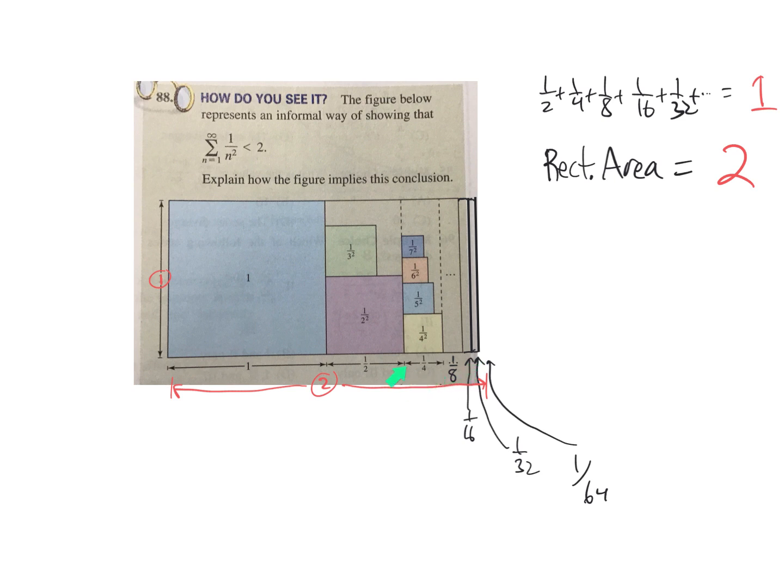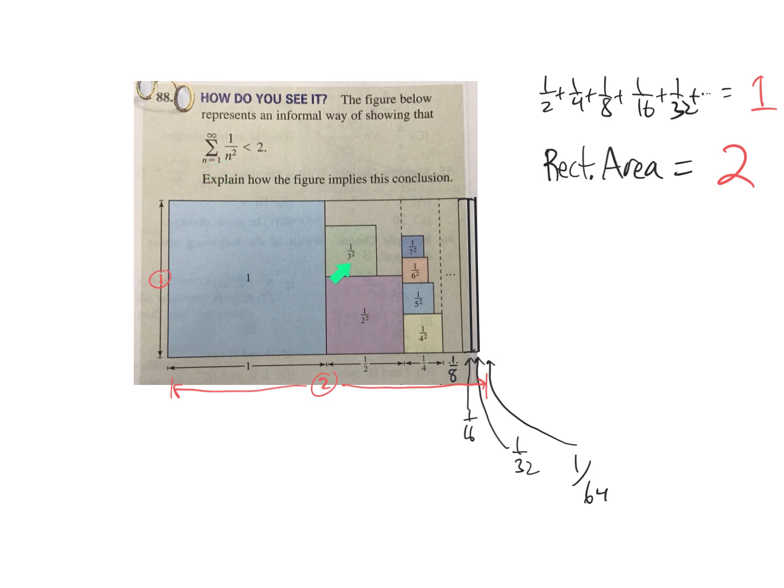Alright, so we're trying to prove that the sum of 1 over n squared as n approaches infinity is smaller than 2, which we're saying is smaller than the area of the rectangle because we know that's 2. Well, if we start with 1 squared, when n is 1, this is 1 over 1 squared, or 1. And then we go to n equals 2. So we have 1 over 2 squared, and then 1 over 3 squared.